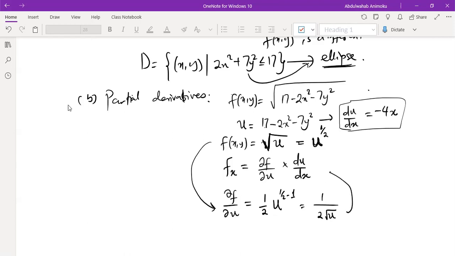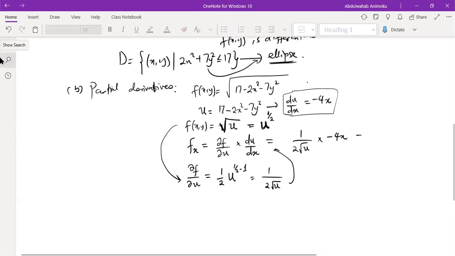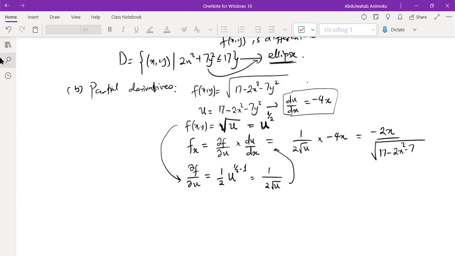Now we can bring everything back to here, which means del f del u is just 1 over 2 square root of u times the du dx, which is minus 4x. Okay. Now we can just finish the problem, which will give us minus 2x all over square root of u. And what is square root of u? Don't forget u is 17 minus 2x squared minus 7y squared. So basically what happens in the chain rule is we differentiate the square root of the function, then we multiply it with the derivative of the inside of the function.